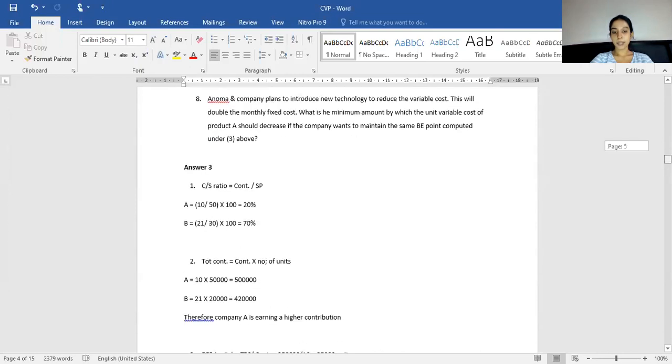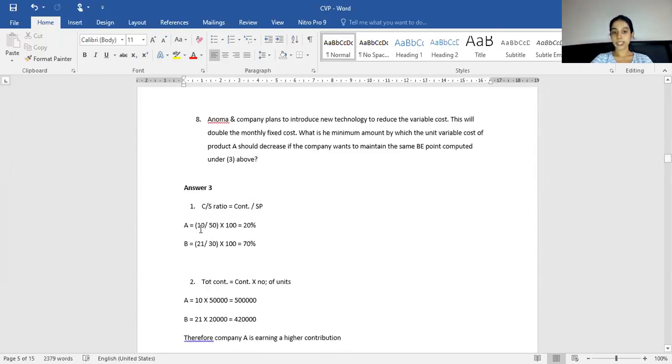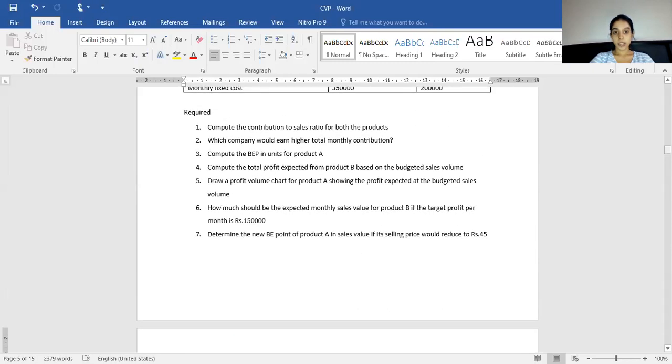The selling prices are also given, so you can calculate the contribution to sales ratio like this. 10 is the contribution, 50 is the selling price, into 100, 20%. For B, 21 is the contribution, 30 is the selling price, into 100, 70% is the CS ratio. Next, which company would earn a higher monthly contribution?